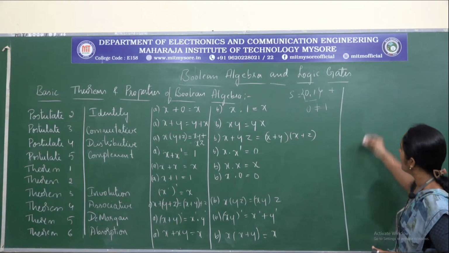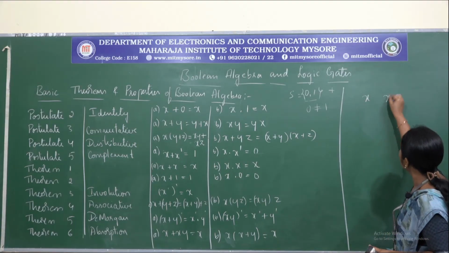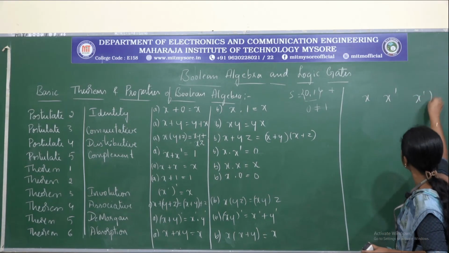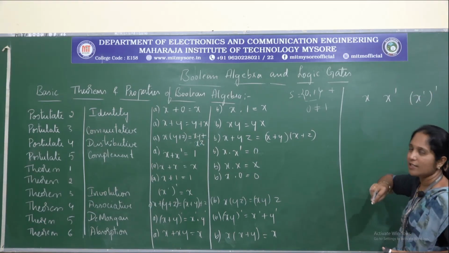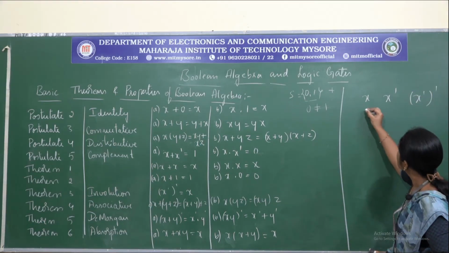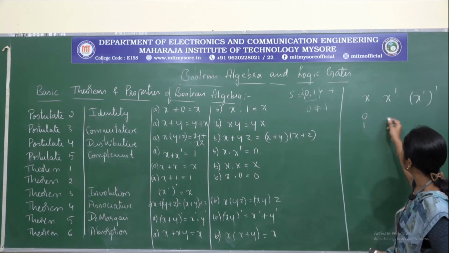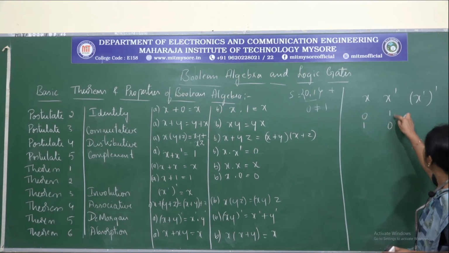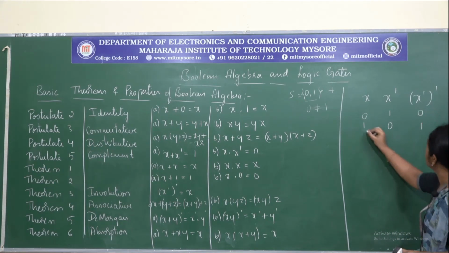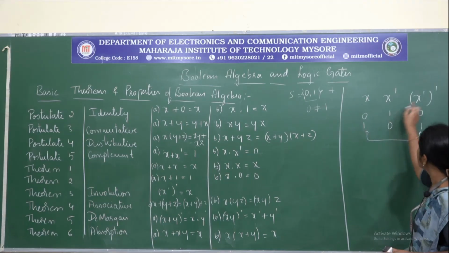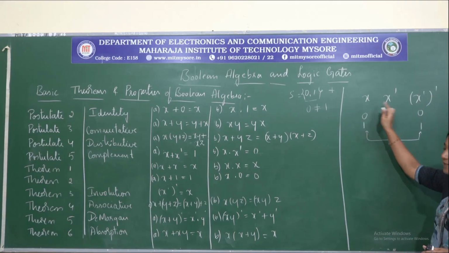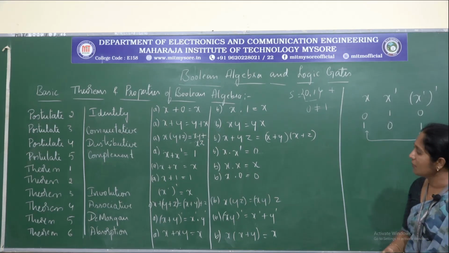So if I consider x, then x dash, and further x dash of x dash, that is the complement of a complement. Let us assume x is 0 1, then x dash will be 1 0, so the complement of this will be 0 1. Therefore x dash of whole dash is equal to x. So this is for theorem 3.